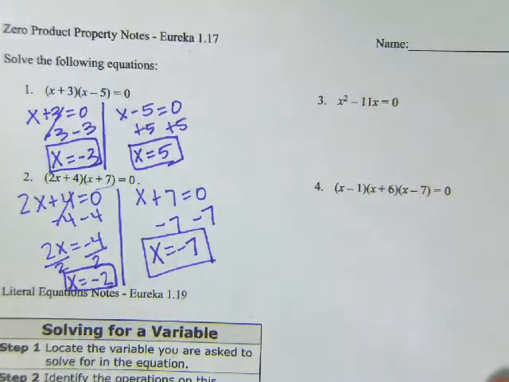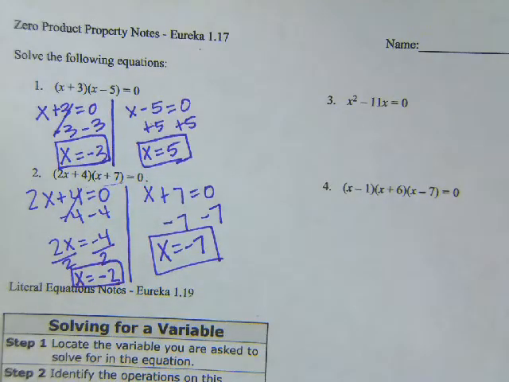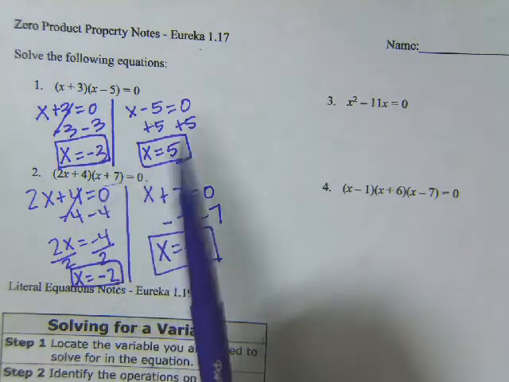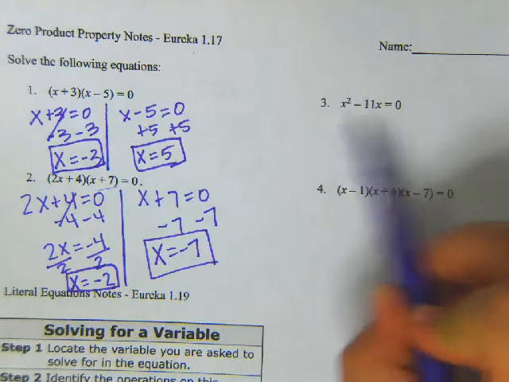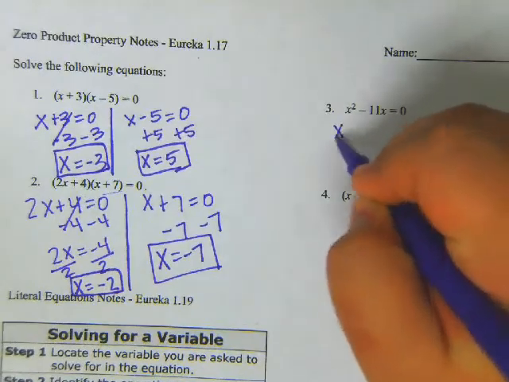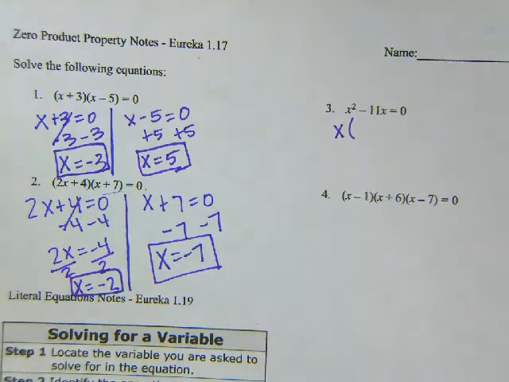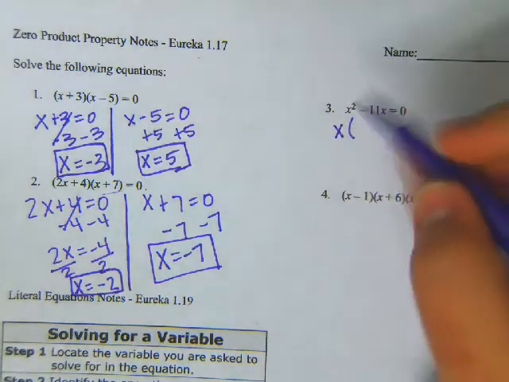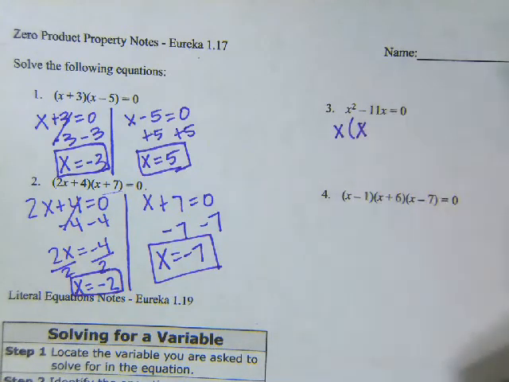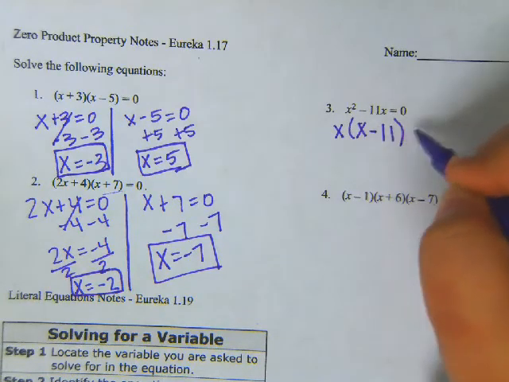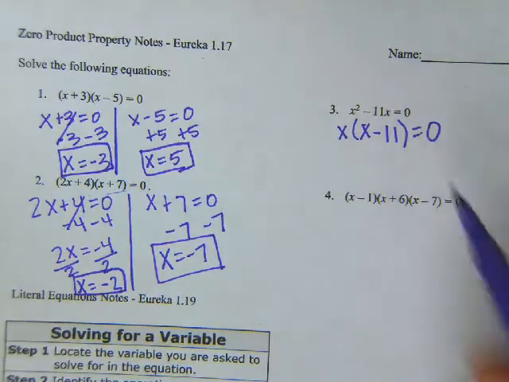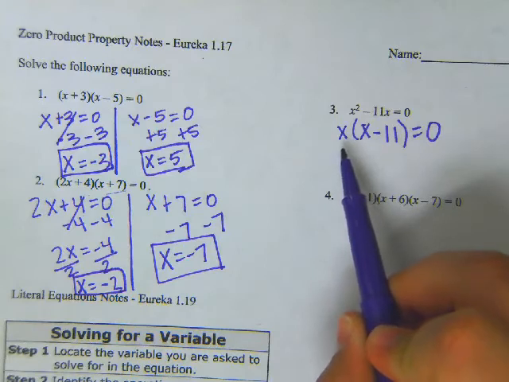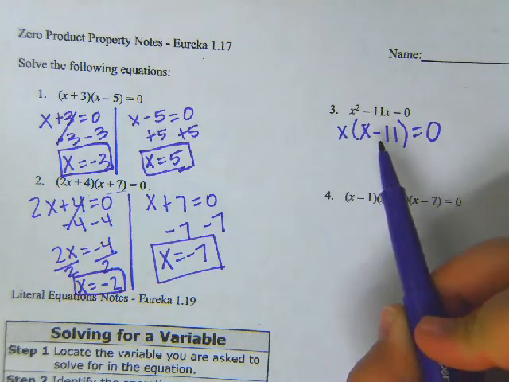Alright? The third one looks different because we don't have parentheses, but we can get it into a similar setup. So when we look at number 3, they both have an x in common. So if we divide both terms by x, x squared divided by x is x, and then negative 11x divided by x is minus 11, equals 0. So whenever we divide both of them by x, we get this. So instead of having two parentheses, we have one x on the outside and then we have an x minus 11 on the inside of the parentheses.